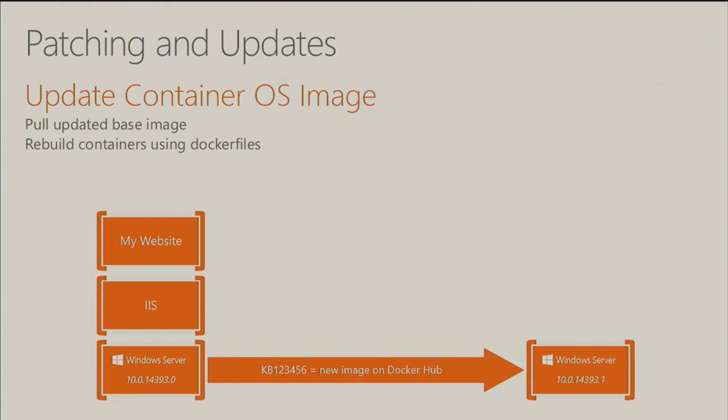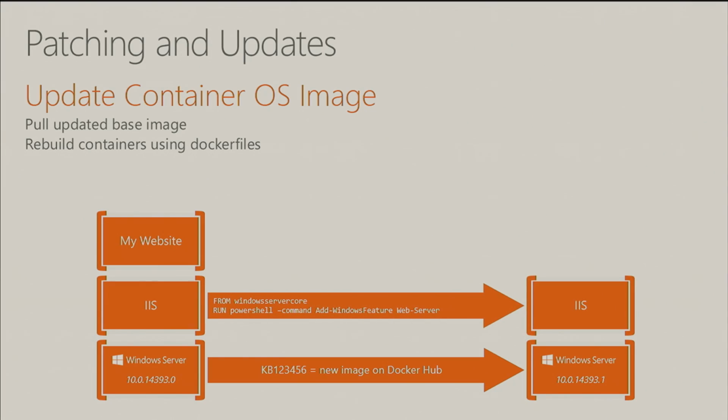OK, KB blah, blah, blah comes out. It's Tuesday. What happens? Well, we push a new image to the Docker Hub, 10.0.14393.1, or whatever the right revision number is for that KB article. Now, we're not really pushing the whole image to the Docker Hub. What we're really doing is pushing a delta, just that top layer, because we're using our own container images technology to do updates. But to all effects, it looks like a new image is there.